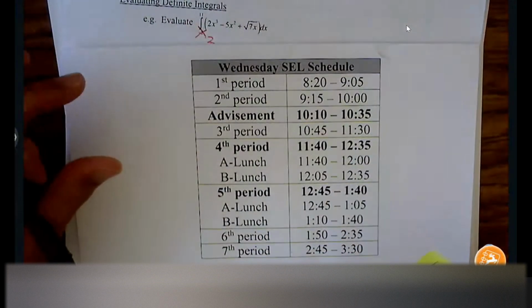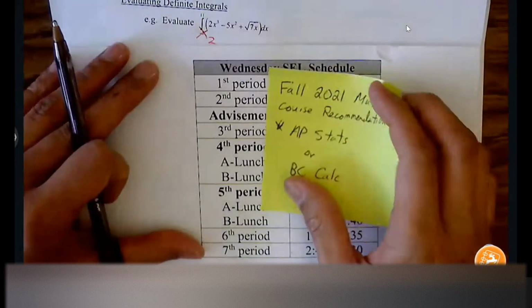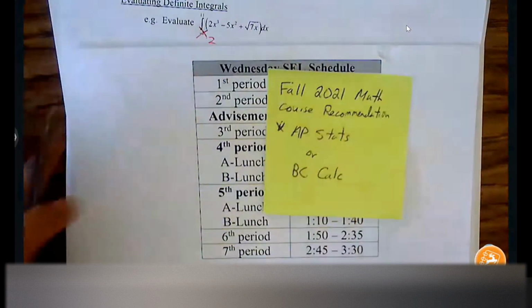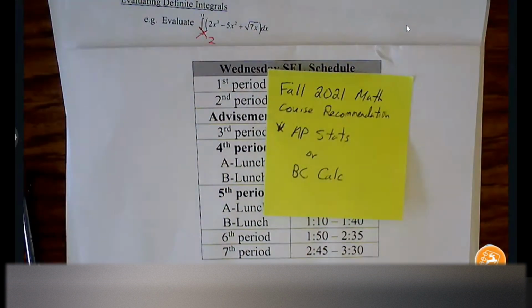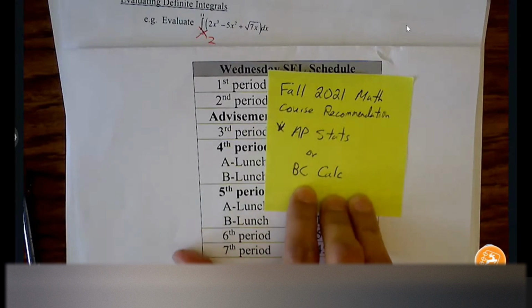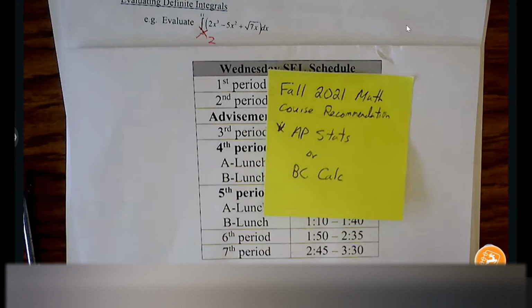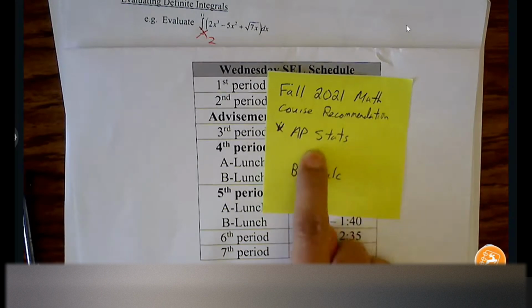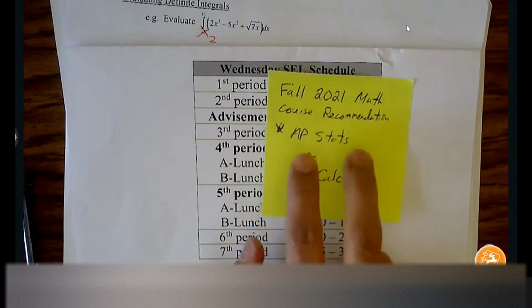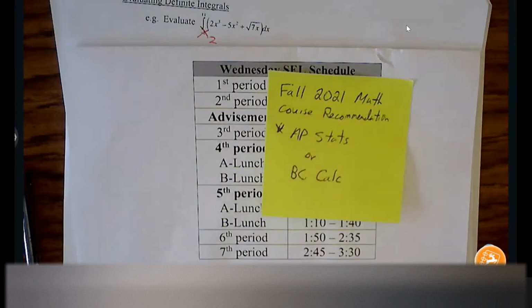Let me just first talk about course recommendations. So real quick, I think many of you have gotten back to me, rising juniors and rising seniors, about whether you want to take AP Stats or BC Calc. I'm still missing information from a few of you. Just to let you know, the vast majority of you are choosing AP Stats, which is great. That's fine. So I'm going to treat that like the default. If you have not gotten back to me by Friday, I'll just put you in for AP Stats.